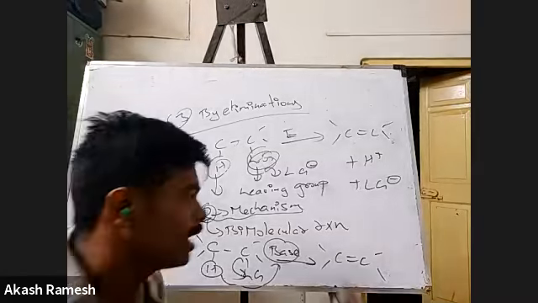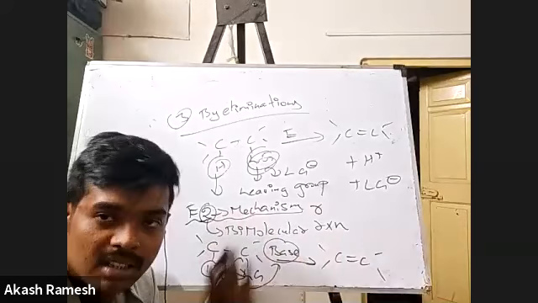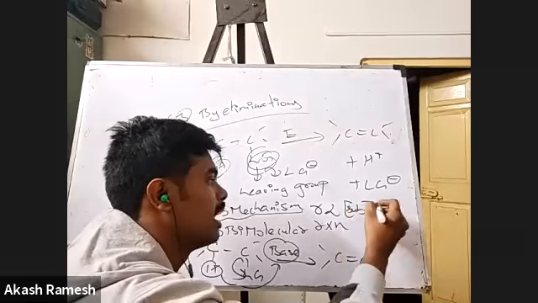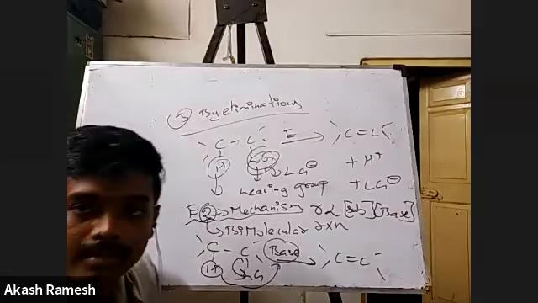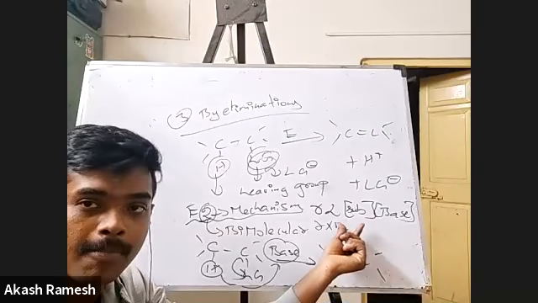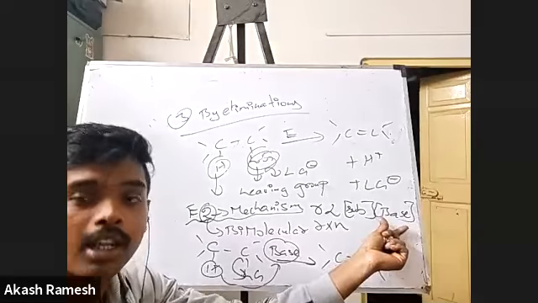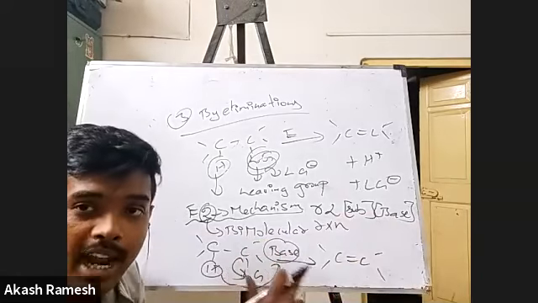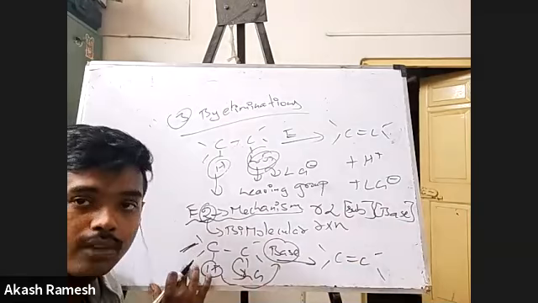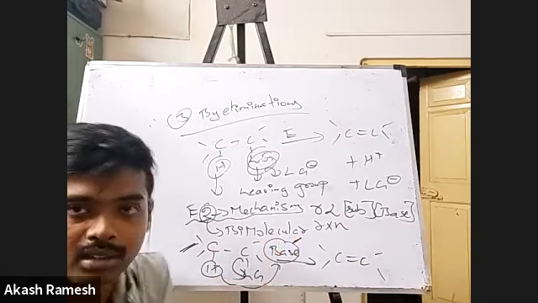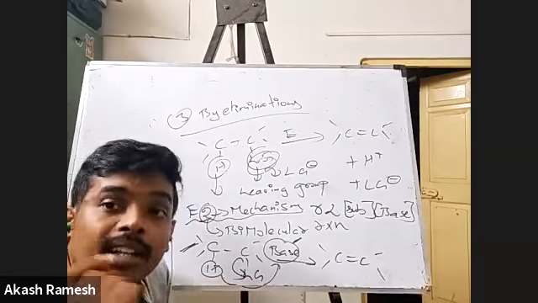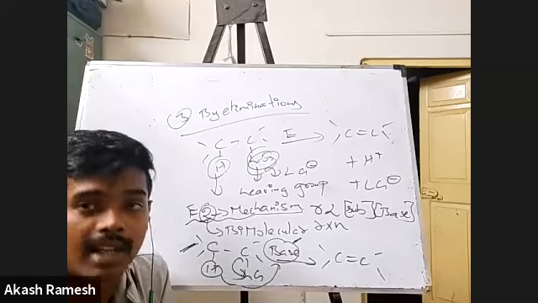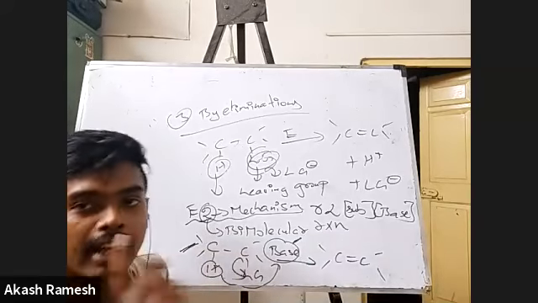Now the rate of this reaction depends on the concentration of the substrate and the base. The rate is directly proportional to the substrate as well as directly proportional to the base. So this is what is called a bimolecular reaction. That means the rate of the reaction is affected by a change in the concentration of this as well as of that. Two molecules decide the rate of the reaction. That is what is called bimolecular reactions.